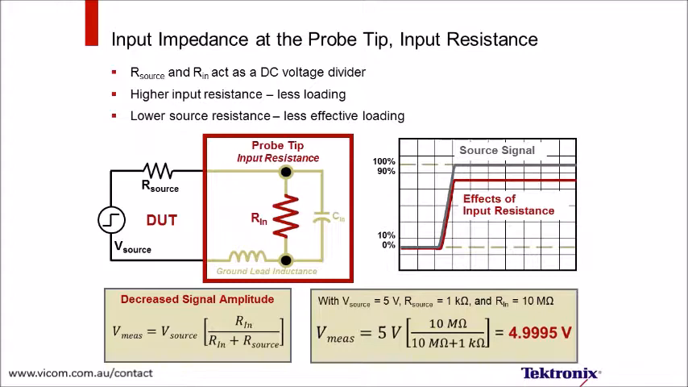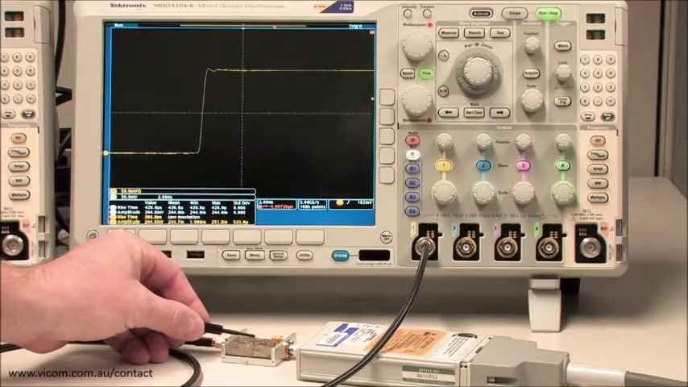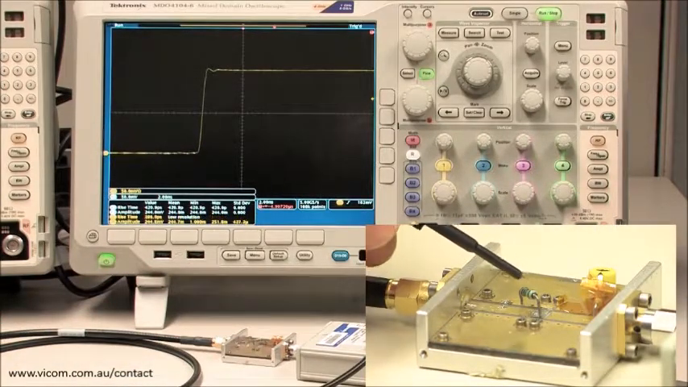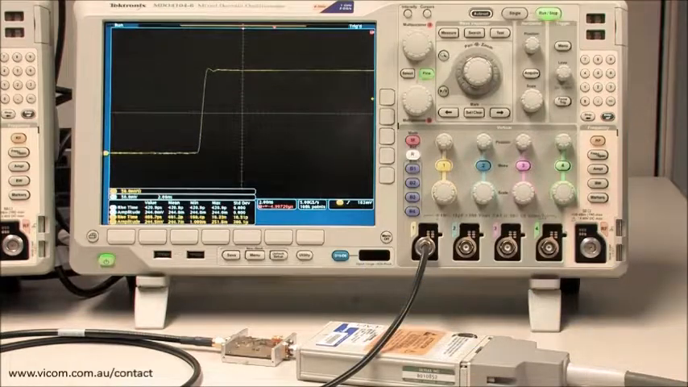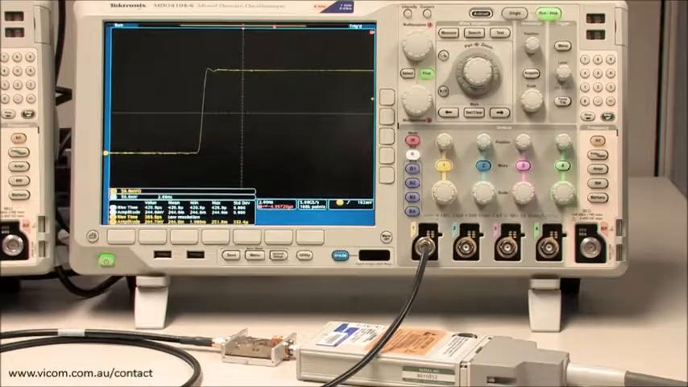Using the example equation, you can see how the probe's large 10 megohm input resistance will have little impact on the measured signal. With 10 megohm, it's difficult to see the effects of input resistance at the DUT. Let's take a 200 ohm resistor and touch it down onto our device under test to simulate the probe plus scope input resistance. Before we do, just to describe our test setup, we're using a voltage source with 50 ohm source resistance, and you can clearly see that the DUT is connected to the input of channel 1.